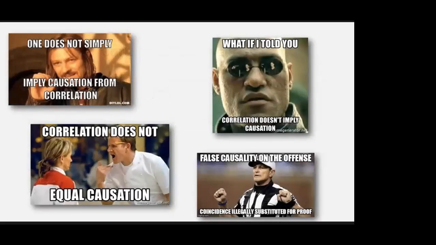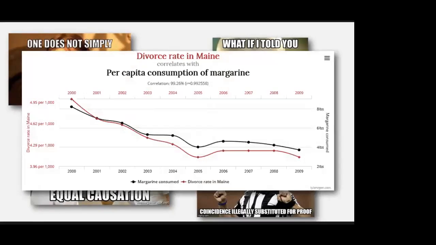So here I have another example. These are just some fun memes that I have. Let's say we have the divorce rate in the state of Maine, okay? And then we have the consumption of margarine, okay? So fake butter, I guess. As you can see, we have a positive correlation here. So what does that mean? It means that both of the variables are moving in the same direction. Here, they're both decreasing. So as the consumption of margarine goes down, we also see the divorce rate in Maine go down. Okay, they're changing in the same direction.